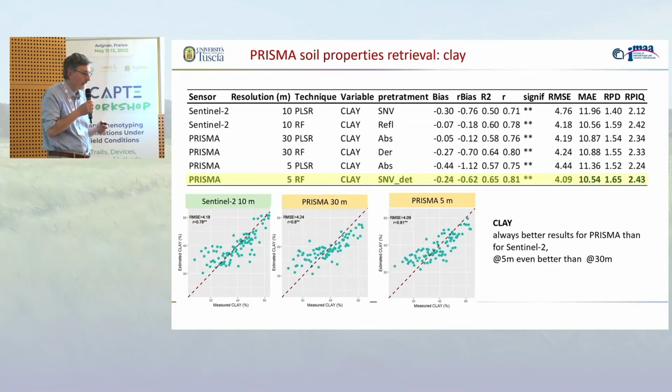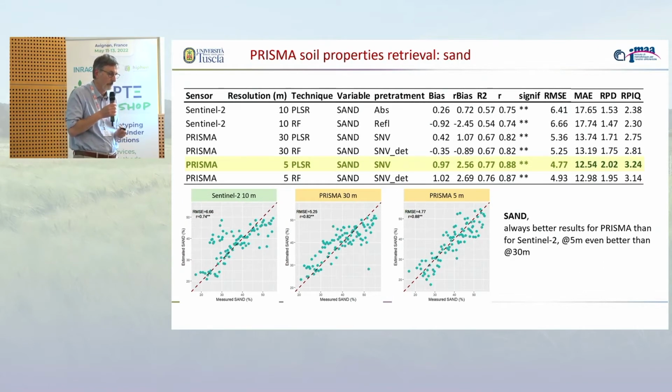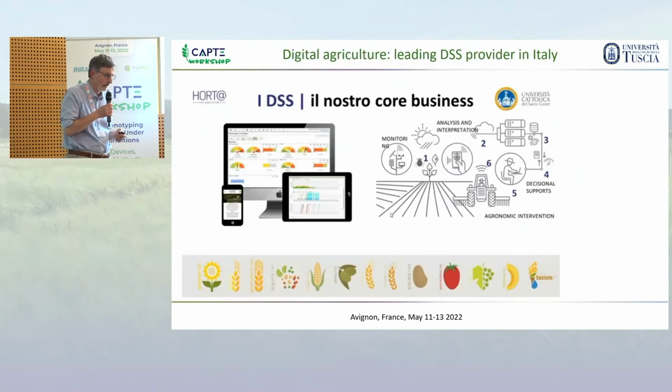We also tested the pan-sharpened data, so the 5 meters data, for the estimation of clay. We compared that with the Sentinel-2 data, and apparently the results for Prisma are quite good, better than Sentinel-2 for clay, and also for sand. So there's some work going on this. And of course, this is again for trying to have some information about the soil spatial variability in a very cheap, very economic way, because we are doing a lot of analysis.